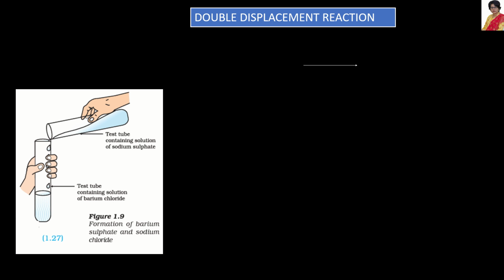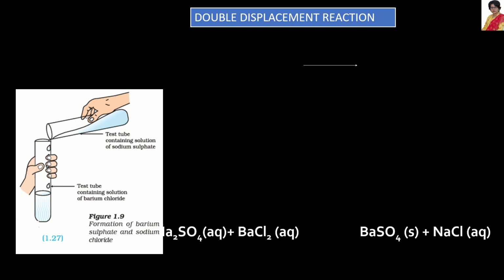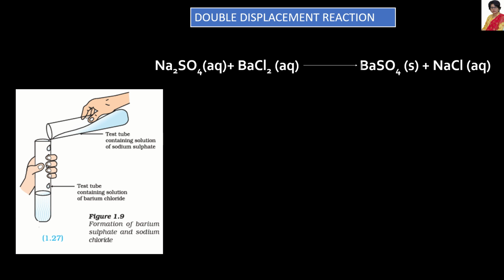For example, take 3 ml of sodium sulfate solution in one test tube and mix it with barium chloride solution in another test tube. We will get barium sulfate, which is an insoluble solid, that is, a precipitate. It will separate from the solution and we will get sodium chloride solution. Sodium sulfate will dissociate into Na plus and SO4 2 minus ions. Barium chloride will dissociate into Ba2 plus and Cl minus ions.